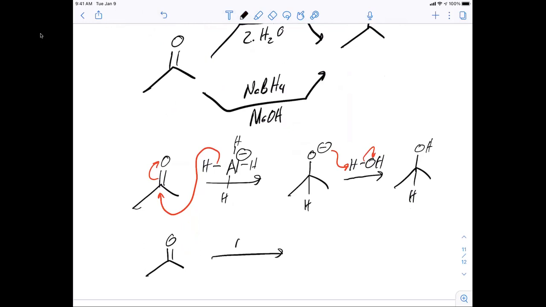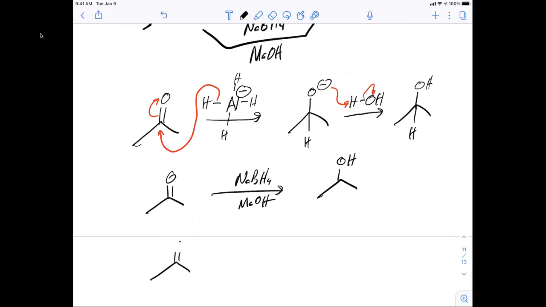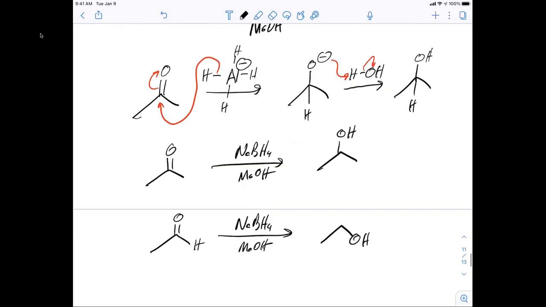So ketones become secondary alcohols, right? Aldehydes become primary alcohols. Questions about these?